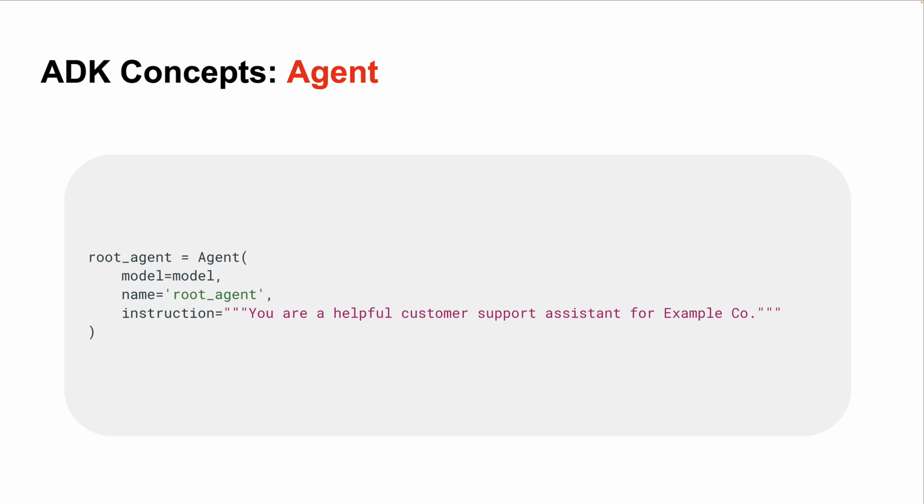Alright, so how would you instantiate an agent in the ADK? It is as simple as creating an agent object with a model, a name, and system instructions.